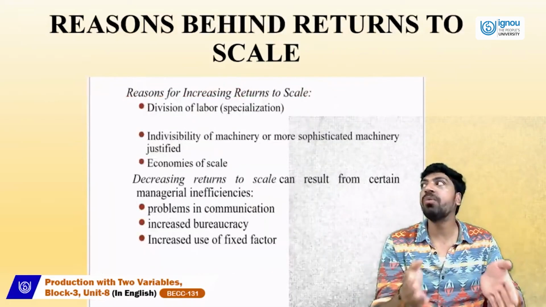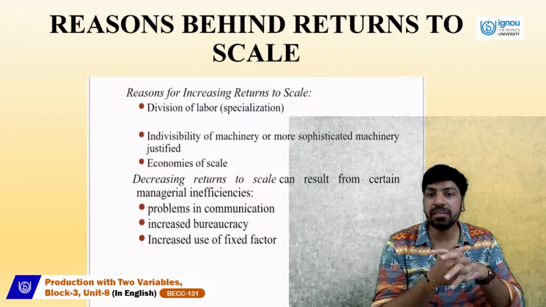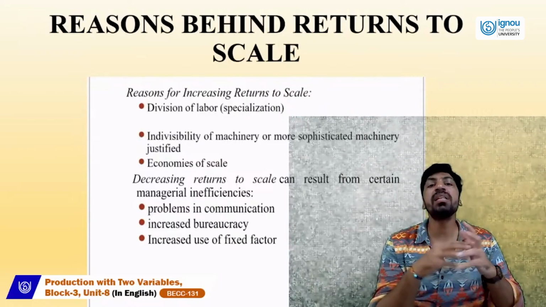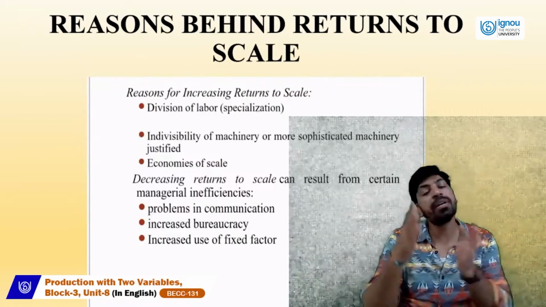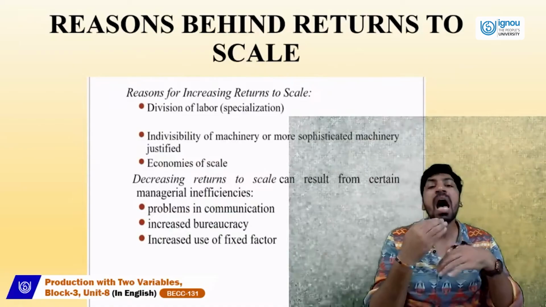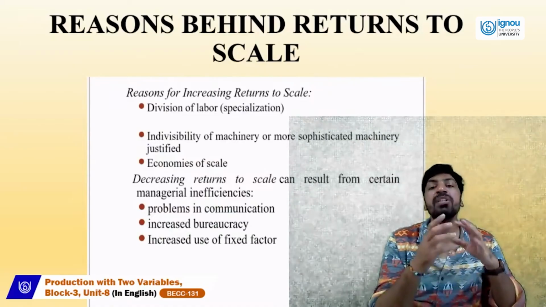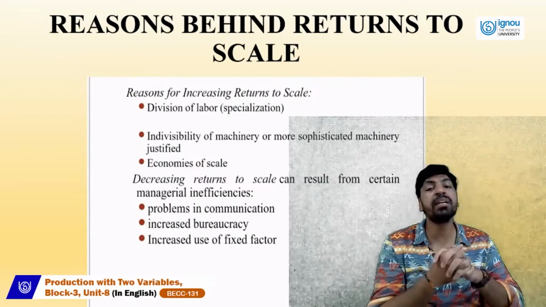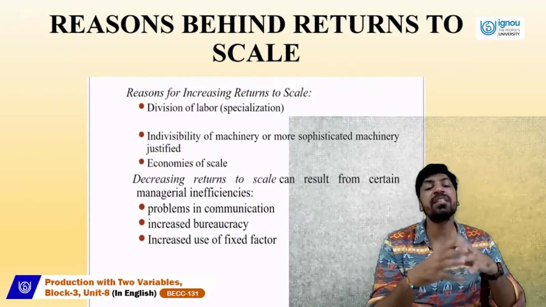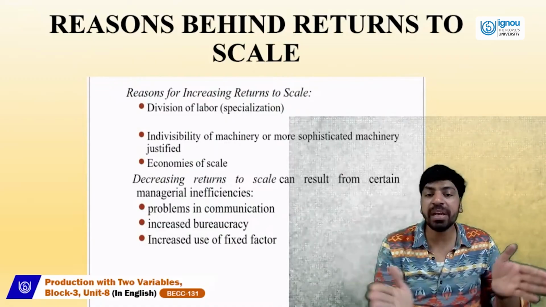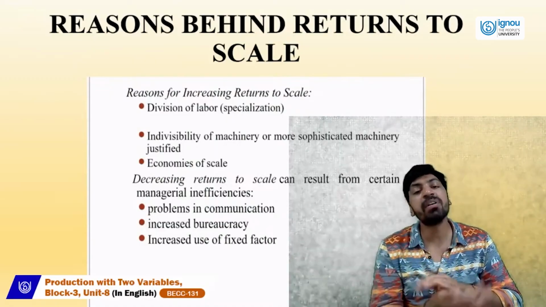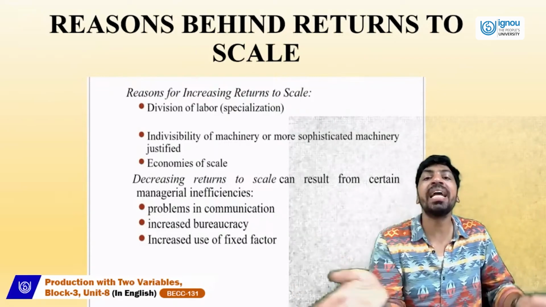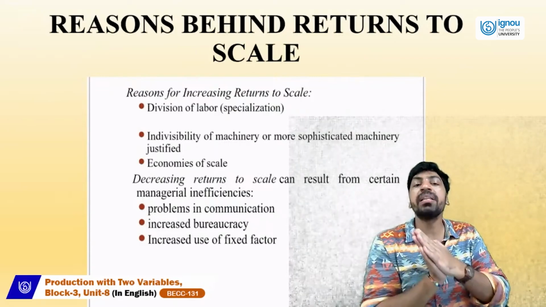These are the particular reasons for increasing and decreasing returns to scale. The first is how you divide labor according to specialization, and the indivisibility of machinery. The most sophisticated machineries would be justified by economies of scale, where the expansion path is the combination of two inputs which produces the same level of output. These are the reasons why output and input get a proportionate increase or more than that.